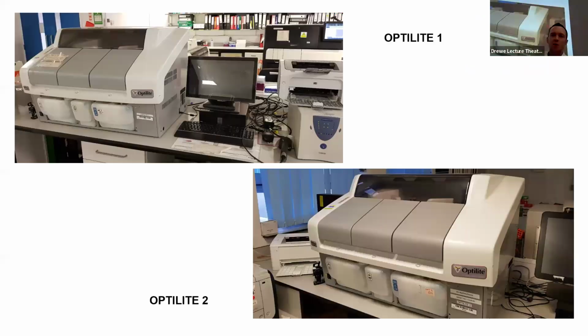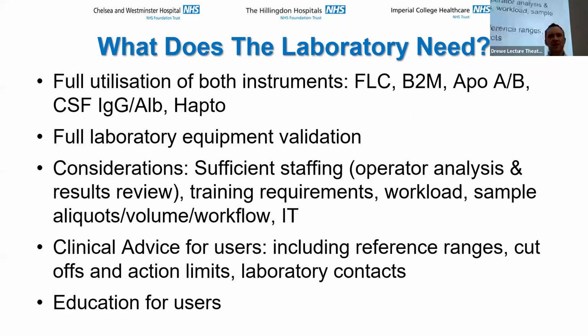So we now have two Optilite analyzers used every single day as random access analyzers in the lab. We utilize these not just for free light chains, but also beta-2 microglobulin, a host of other lipid proteins, some of our CSF markers, and also haptoglobin. Overall, we've moved to being a little bit more efficient with some of these less requested tests, because we're now processing them on a daily basis.